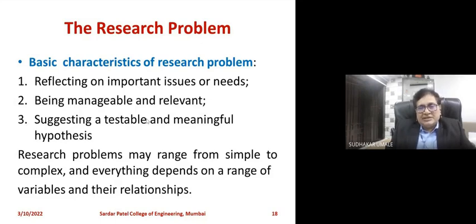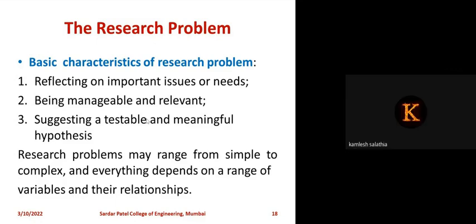Research problems may range from simple to complex. So if you take very complex problems initially, then you are not getting the accurate solutions. How to start research design? You take a simple problem first, then you increase that simple problem to very complex problems. And everything depends on the range of variables.